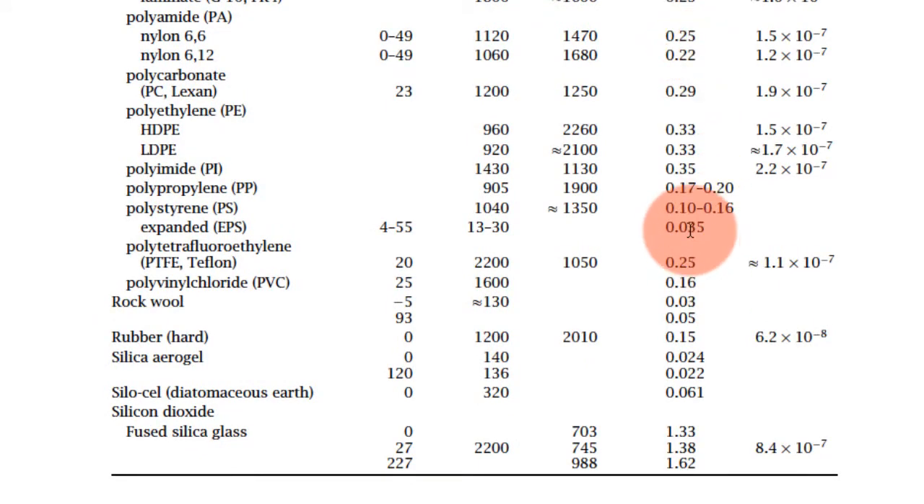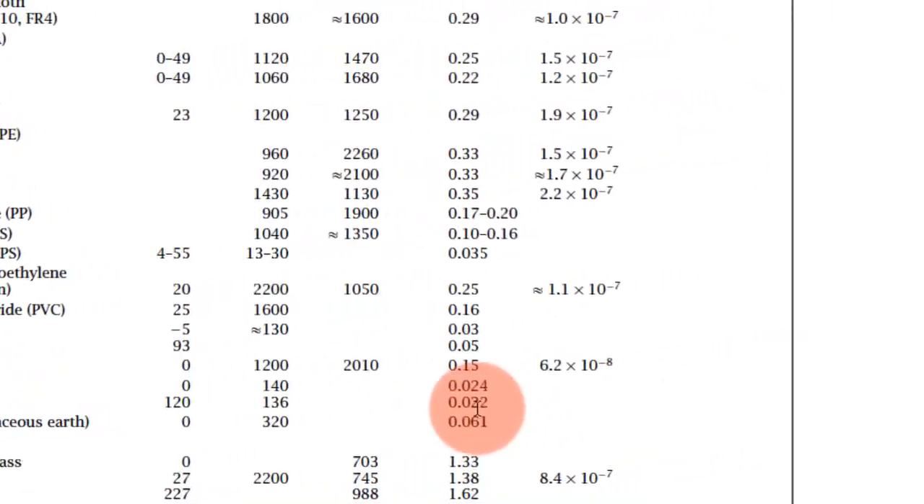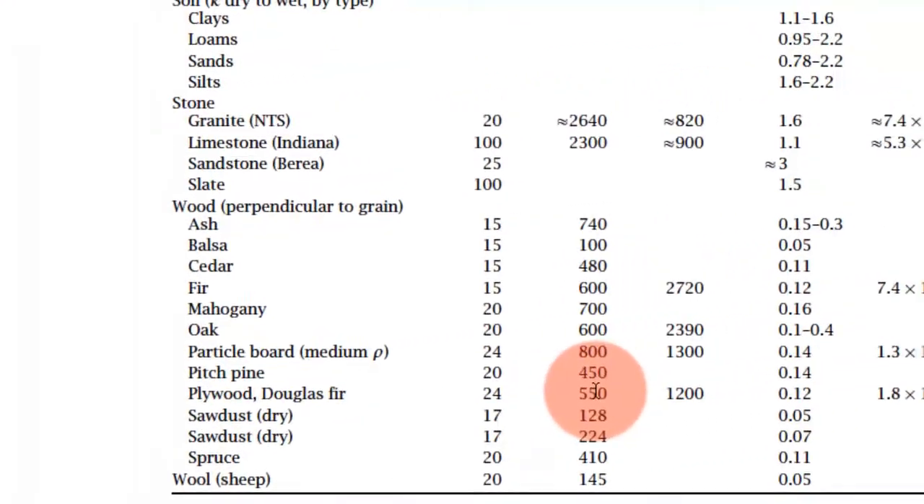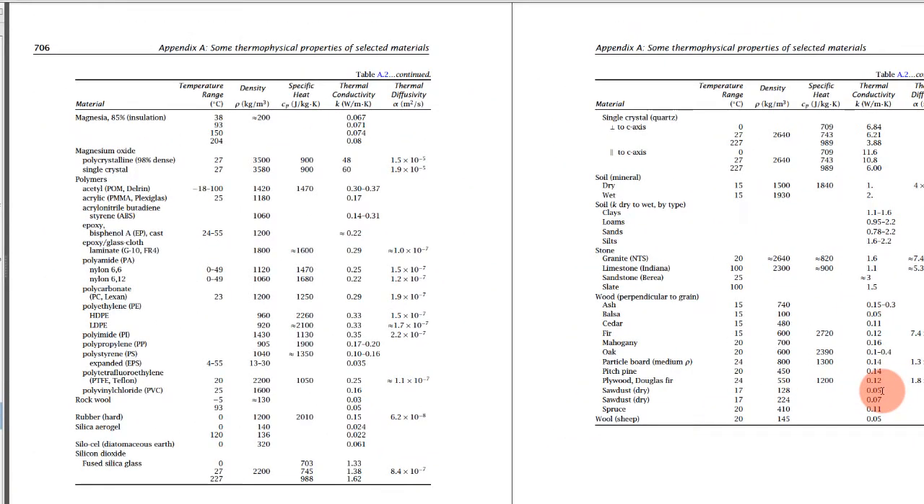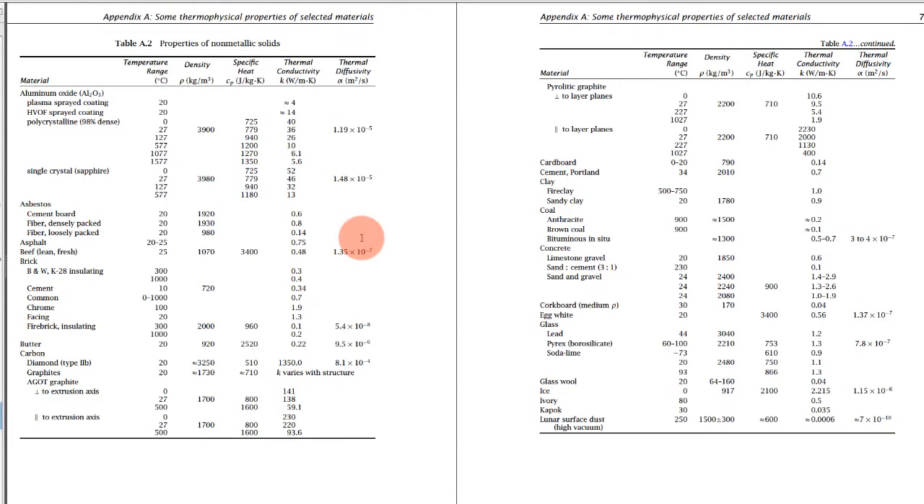What else? Expanded polystyrene might work. Rock wool, I don't know what that is. So as you can see, silica aerogel, wow, expensive. So some materials will work, such as cork, magnesia, balsa wood, apparently, sawdust, perhaps glass wool. A number of things could do if we wanted the thickness of the wall to be 2 centimeters or less.